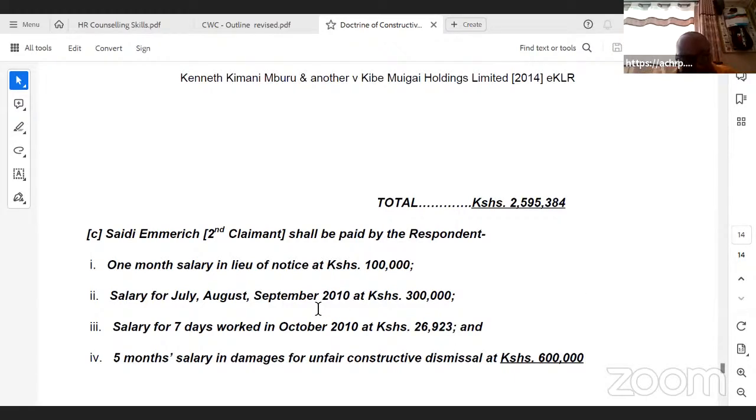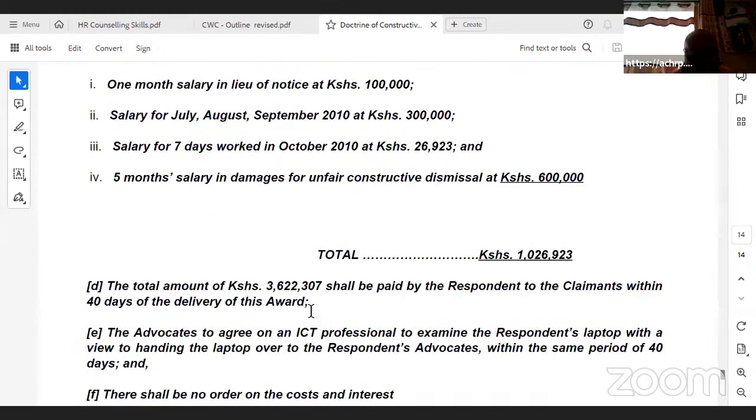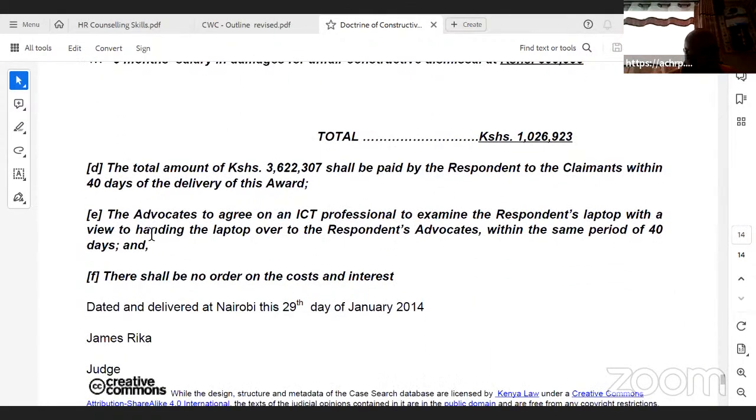Again, the same is repeated, and the amount to be paid was there. The total amount was 3.6. Shall be paid by the respondents to the claimants within 30 days of the delivery of this award. The advocates to agree on an ICT professional to examine.